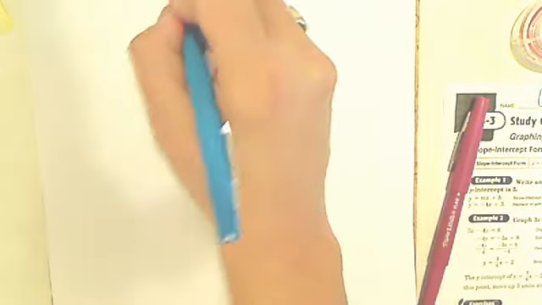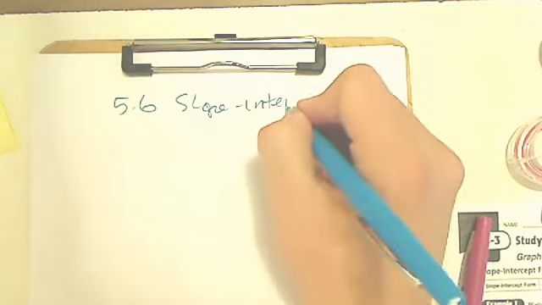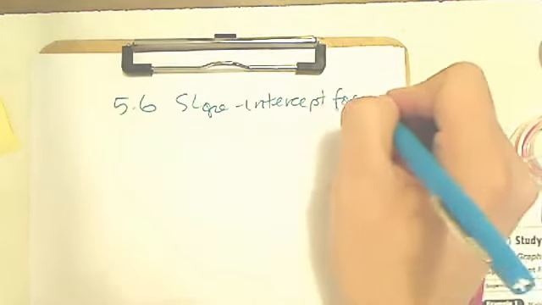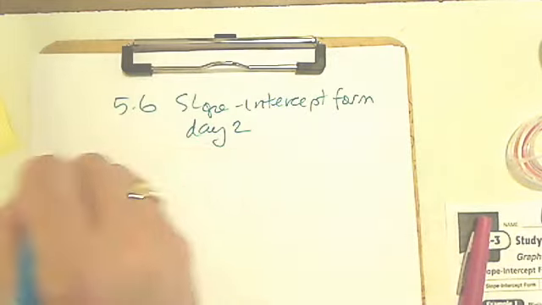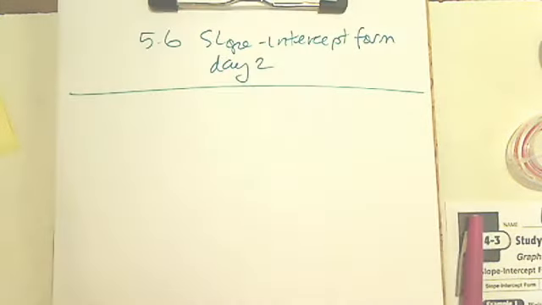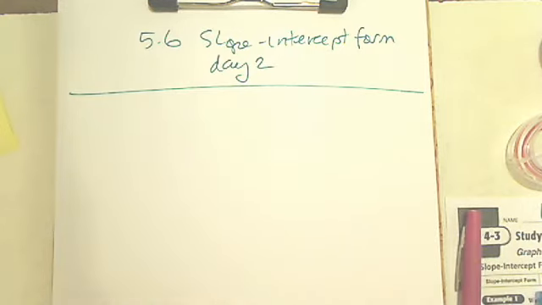Our topic today is 5.6, slope-intercept form, day 2. Your homework tonight is on a worksheet. You can graph on the worksheet. You can show your work on the worksheet. It's very simple. I do want to go over a couple parts of the lesson first that we didn't cover yesterday.